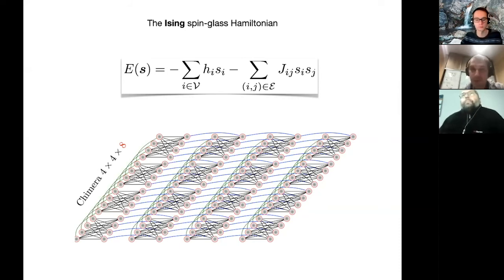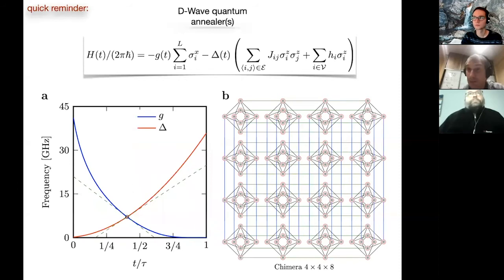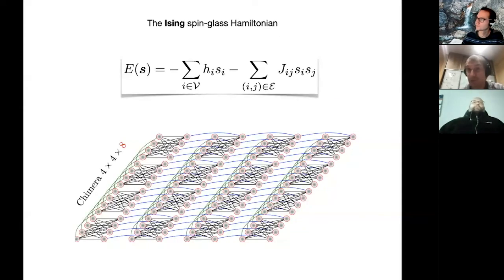So just for those of you who are not familiar with the adiabatic quantum computer, I would like to say how it works. How can we do the magic? Because here everything is classical. There's no quantum at all. Everything commutes. Those s_i, s_j are just classical spin variables, plus and minus one. There's no quantum.